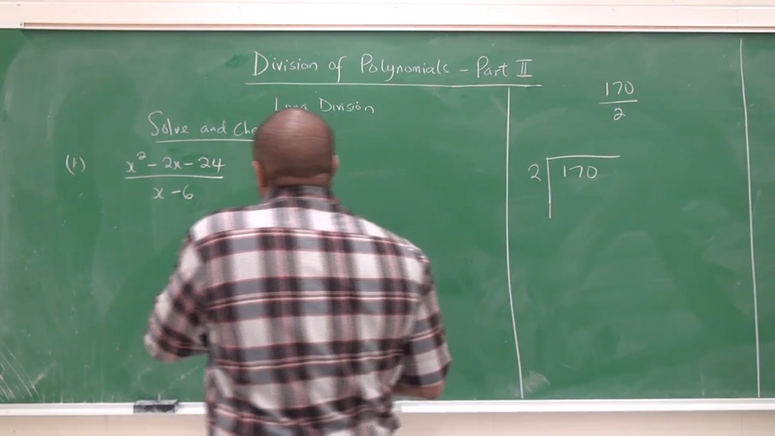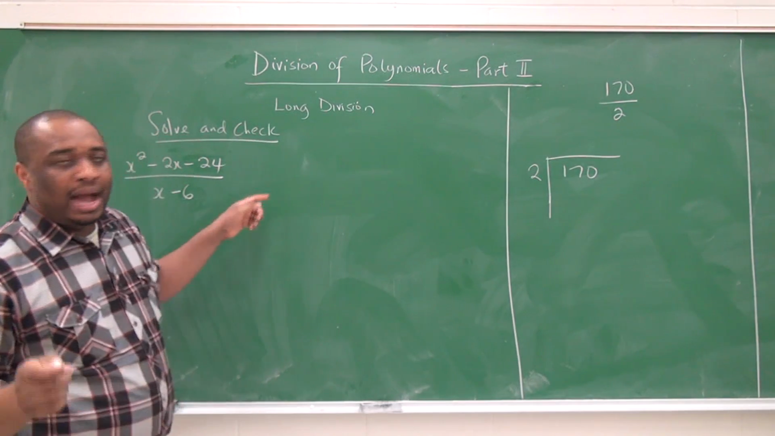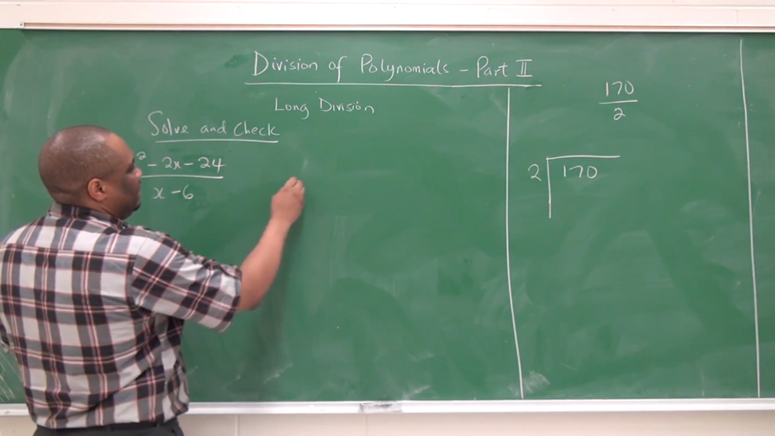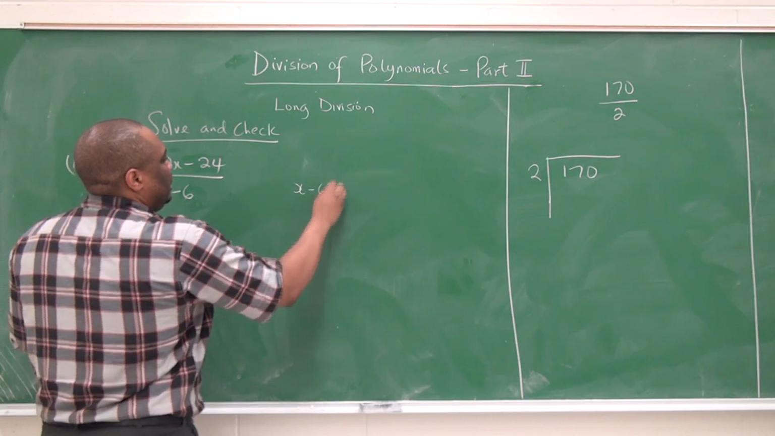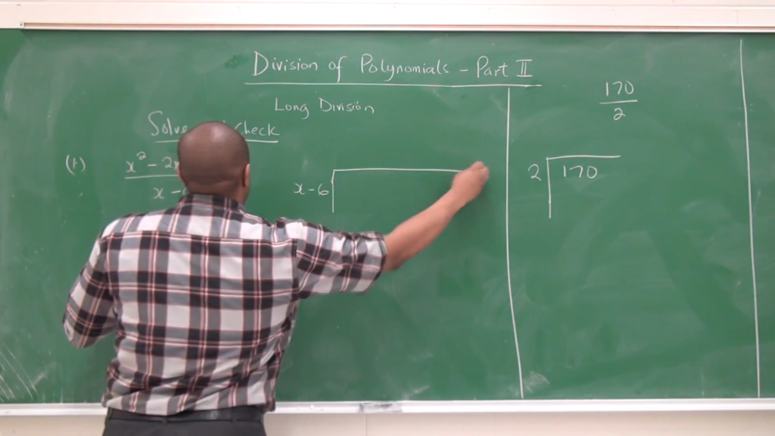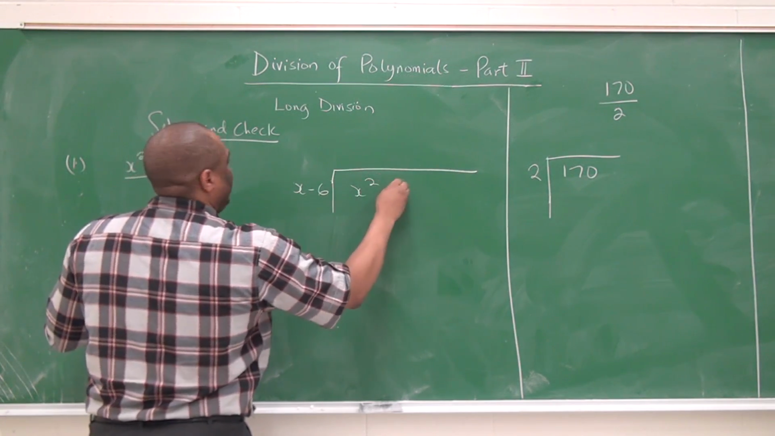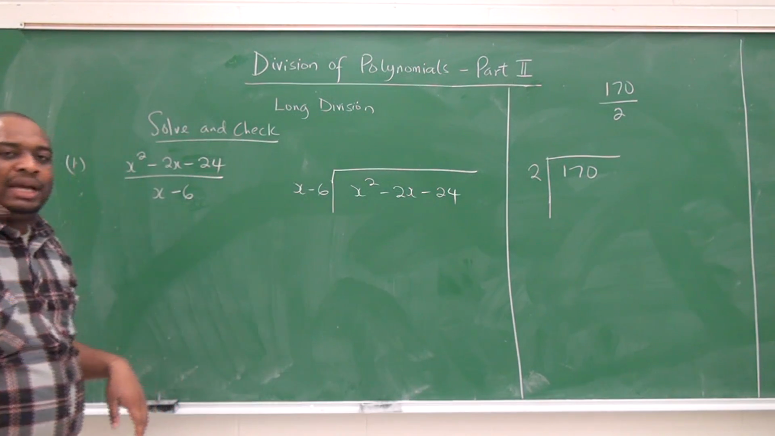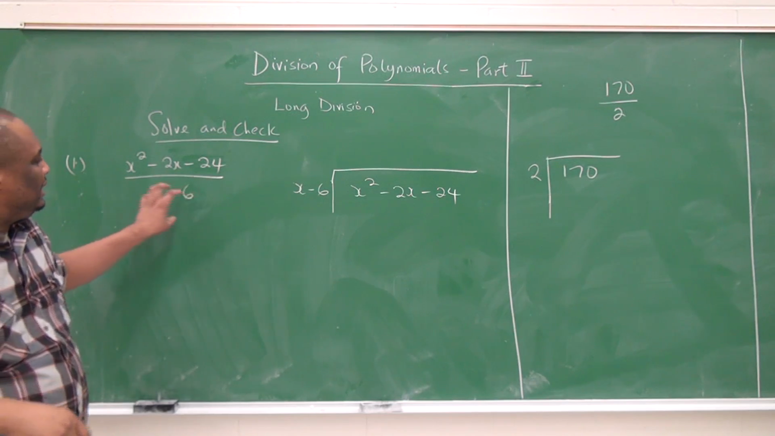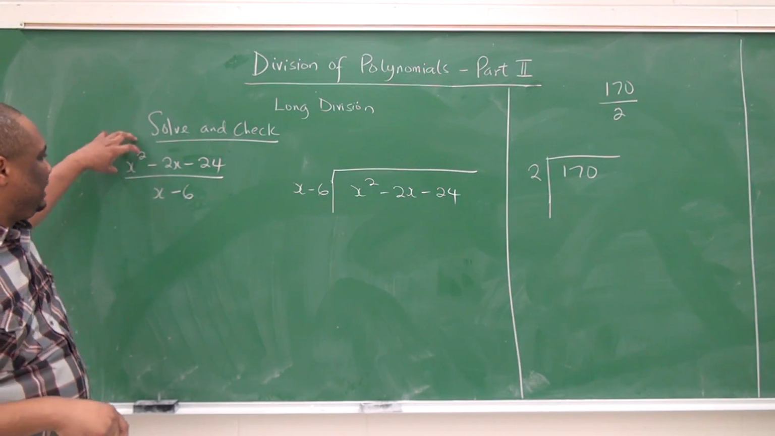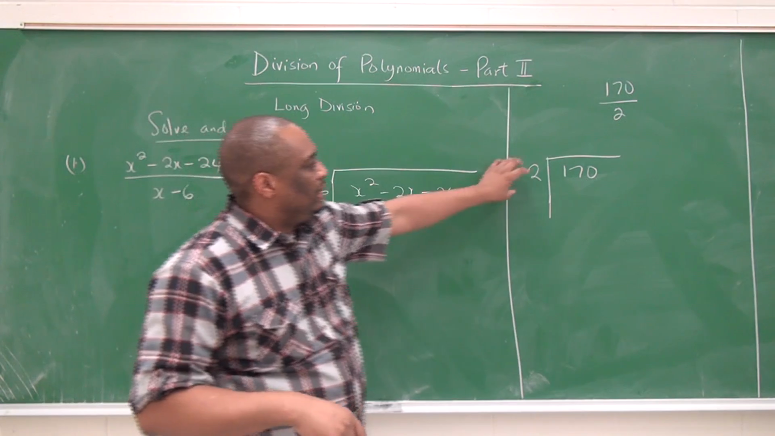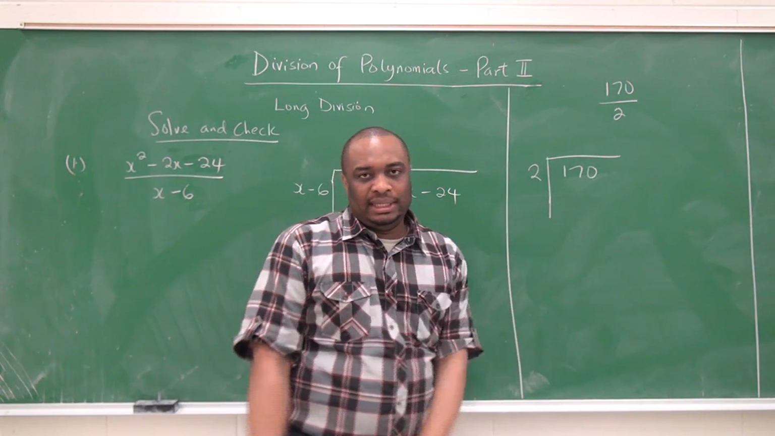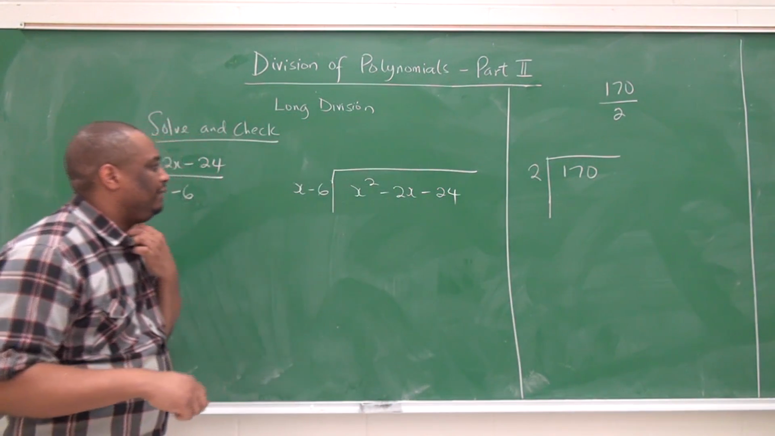So the same way, I will come over here, and I'll set this up as x minus 6 divide x squared minus 2x minus 24. So as we noted in the previous video, this is the divisor, this is the dividend. 2 is the divisor, 170 is the dividend. We mentioned that in the other video.